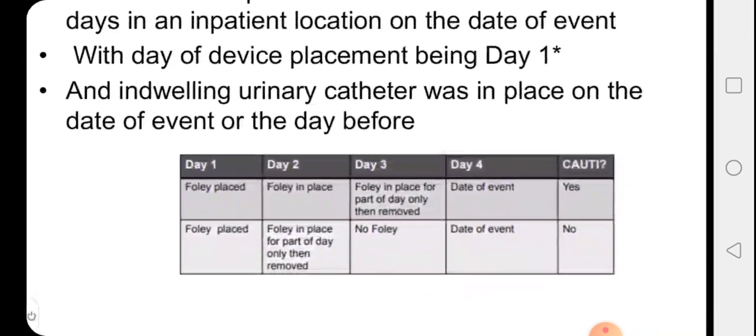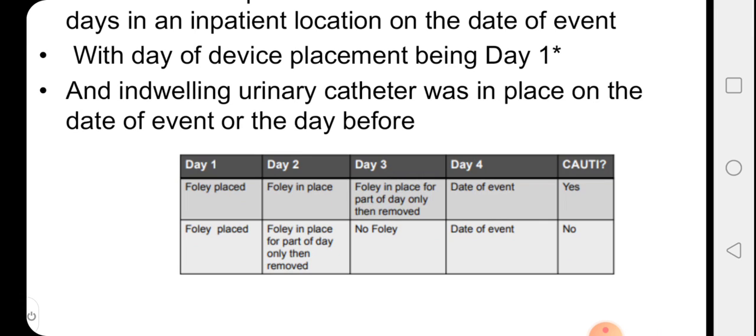Say, look into the first row. Say that on day 1, the Foley's catheter was introduced. It was in place on day 2. On day 3, it was removed. And day 4 is the date of event. That is, on day 4, you have detected that there is CAUTI, or catheter associated urinary tract infection.